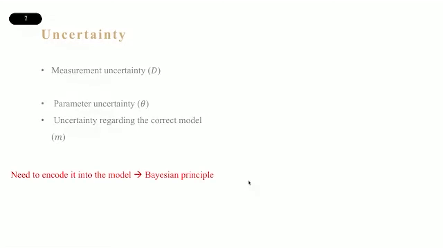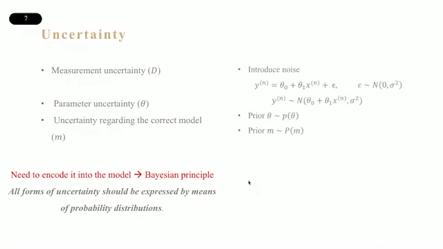The way to do that in the Bayesian framework is by actually following the Bayesian principle. And it is very simple. The idea is that all forms of uncertainty should be expressed using probability distributions. For example, going back to the previous linear regression model, I introduce uncertainty because of the measurements of the observations by adding epsilon into the model. The epsilon here is the noise. And this noise is sampled from a Gaussian distribution.